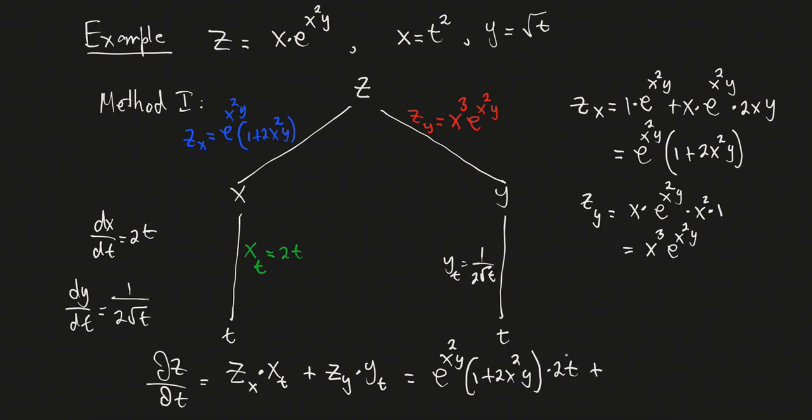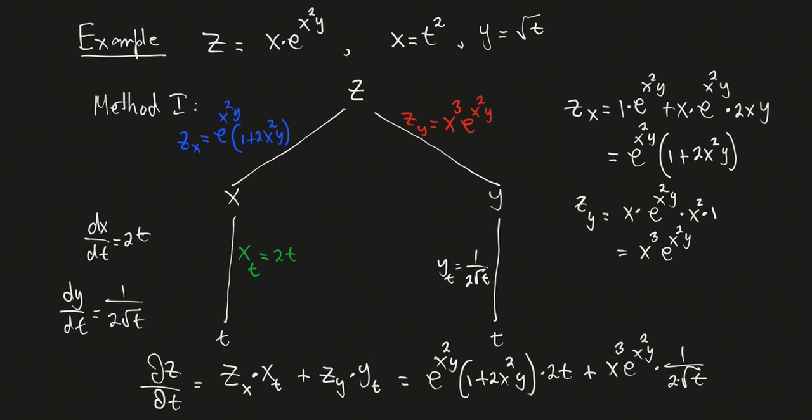and then plus, so that's one path, right? That's one way that z is affected by t. An alternative path is through the red and the white, so take the x cubed e to the x squared y, and then multiply by 1 over 2 root t. Right? And that's what we have.